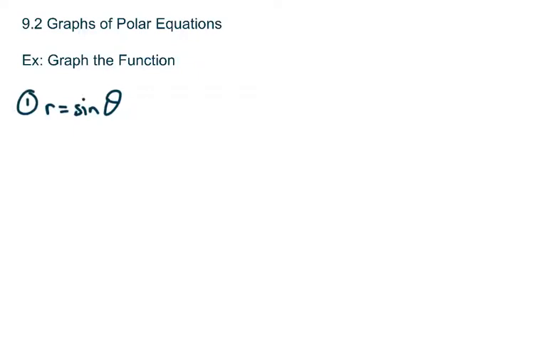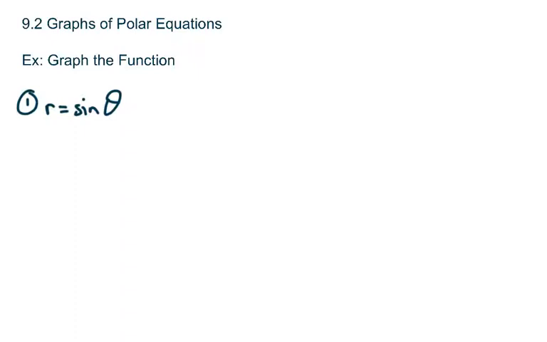Section 9.2, graphs of polar equations. In this section, we're not really going to do any note-taking. We're just going to get down some examples, some pictures. There's not any vocabulary terms. Well, actually, I lied. There are vocabulary terms, but it's not too terribly bad. So, graph the function. We're just jumping right in.